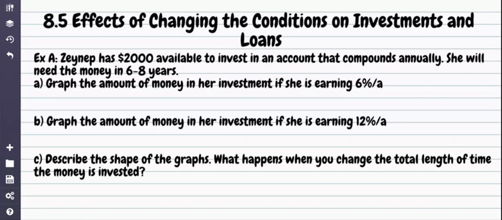We are doing 8.5, effects of changing the conditions on investments and loans. Now, investments and loans are usually compound interest, so we're going to have to use our compound interest formulas.